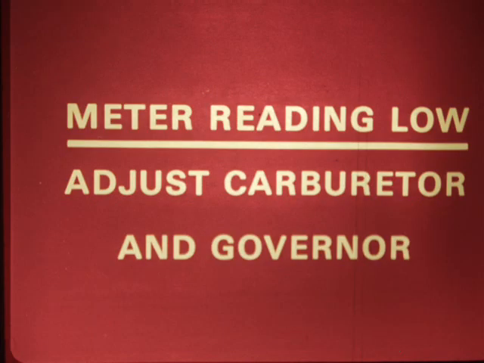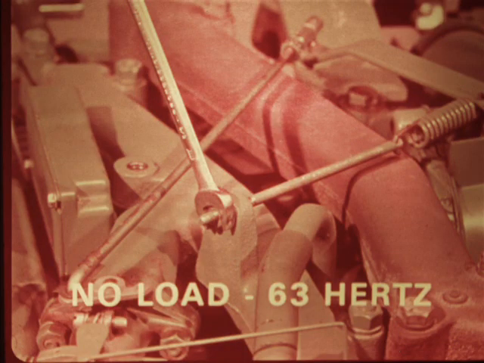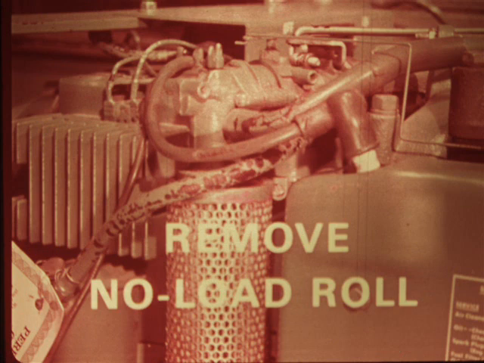Let's summarize. Low output and hunting can normally be corrected by a simple adjustment of the carburetor and governor, following the order we described. With no load, set the throttle stop screw for an ungoverned output of 90 volts. Then set the no-load output at the governor spring adjusting nut for 63 hertz on the frequency meter. If the frequency is right, the voltage and RPM will be right. Remove any no-load roll by adjusting the main jet.